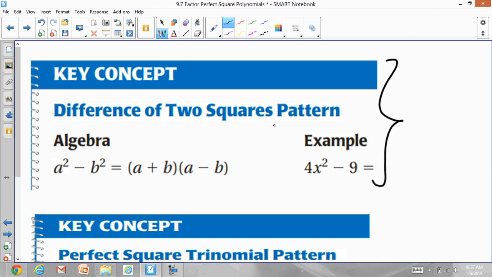So the difference of two squares, a squared minus b squared equals a plus b, a minus b. So memorize this formula. A squared minus b squared equals a plus b, a minus b, and also make sure that you're writing this down.